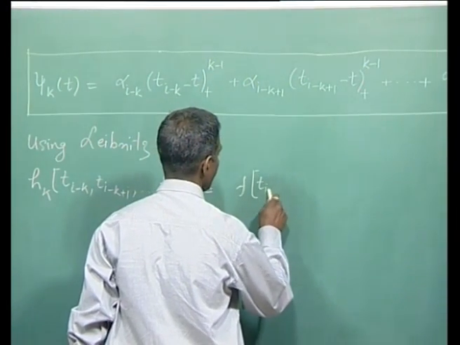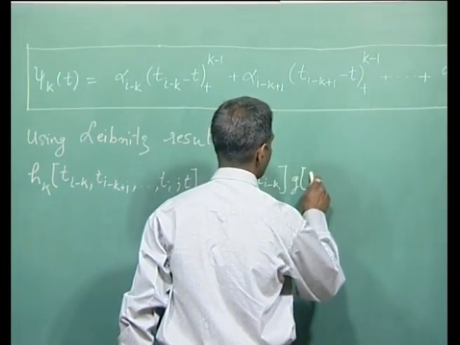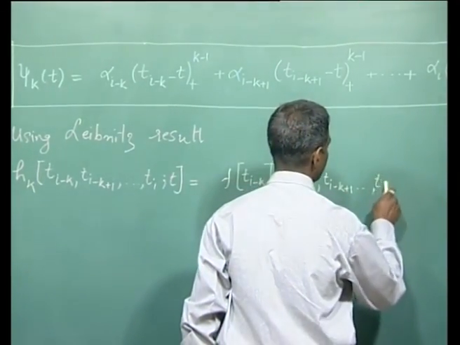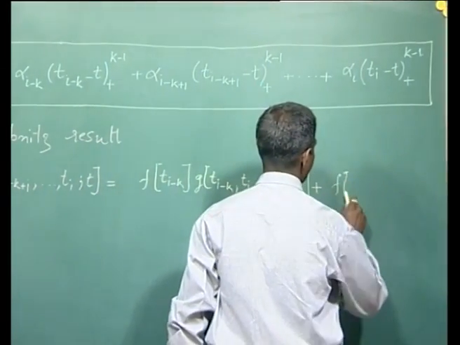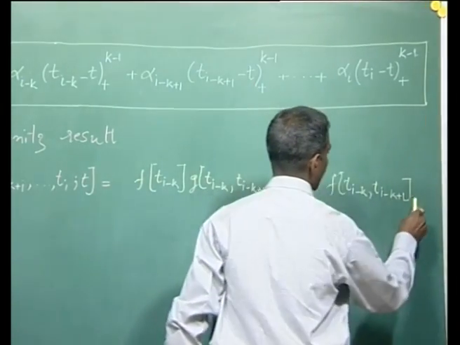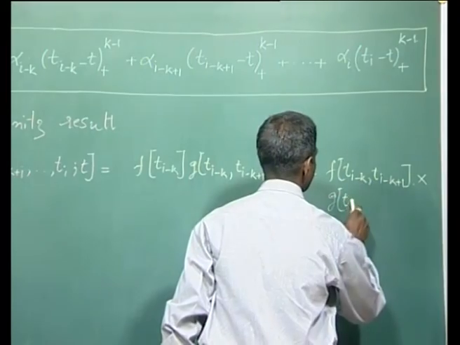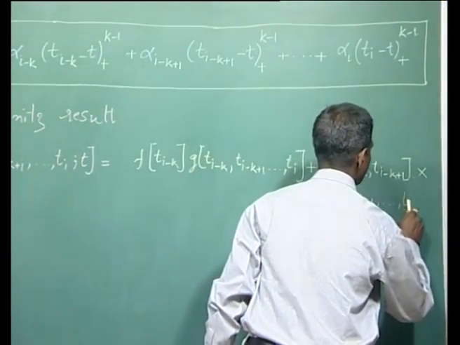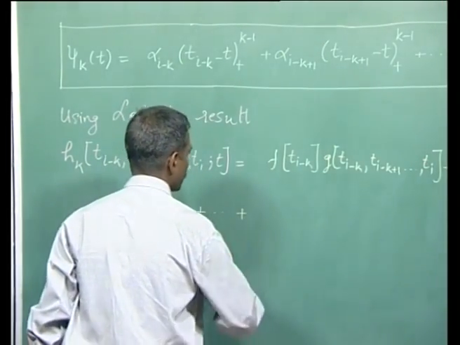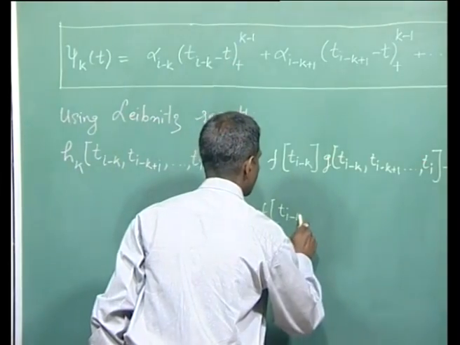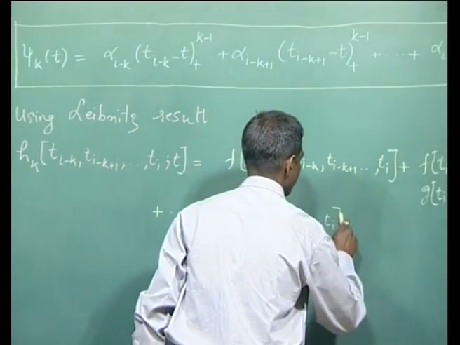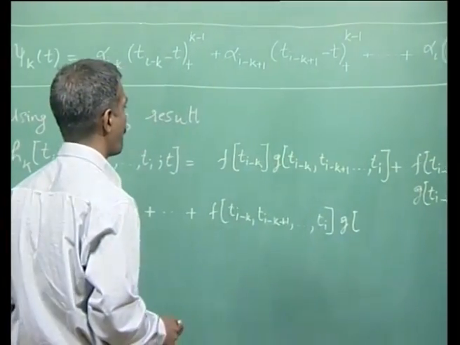So in terms of f and g, I'll have f(t_{i-k}) g[t_{i-k}, t_{i-k+1}, ..., t_i] plus f[t_{i-k}, t_{i-k+1}] times g[t_{i-k+1}, ..., t_i], plus many terms, and the last term here will be f[t_{i-k}, t_{i-k+1}, ..., t_i] g(t_i).